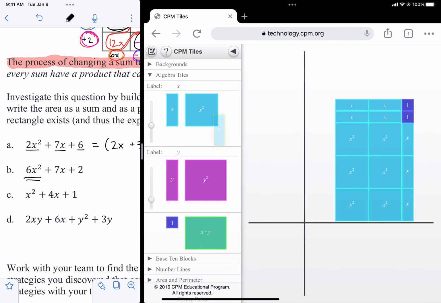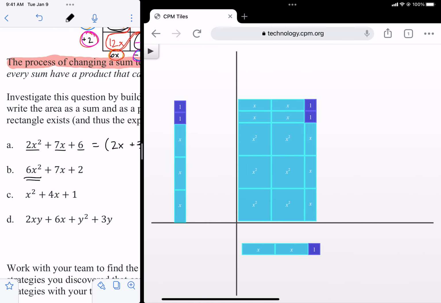Now, in terms of its length, it looks like this one was 3 x's tall, and then 2 units above it. And then on the side, it looks like this was an x, and then 1 unit tile in length.